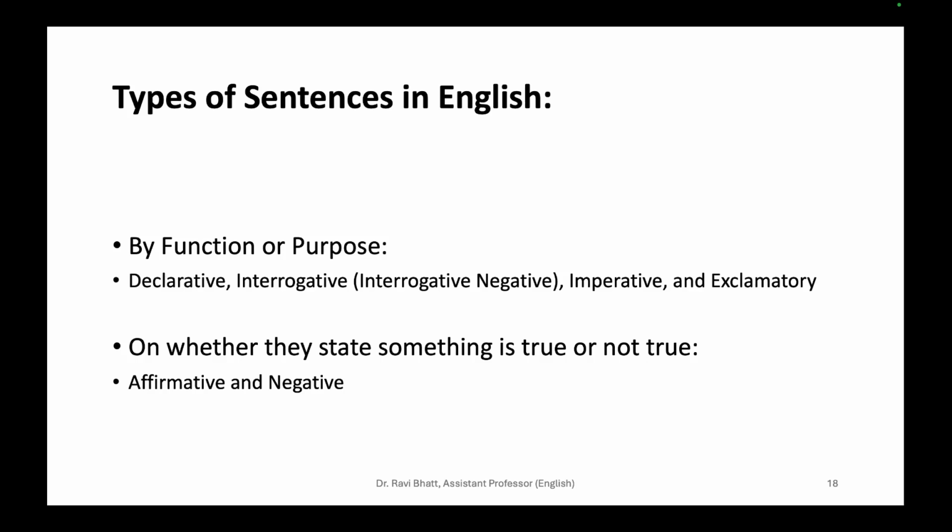Fine. And then we have exclamatory sentences. Now, exclamatory sentences, what do they do? They express strong emotions, excitement, surprise, or any other very strong feeling. For example, when I say, wow, that is amazing, that is an exclamatory sentence.